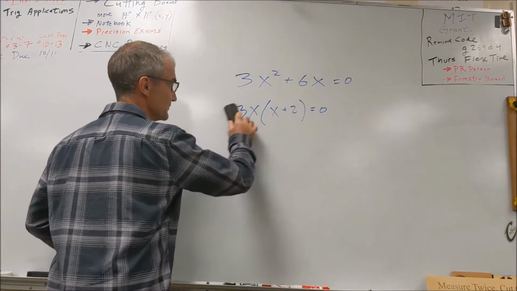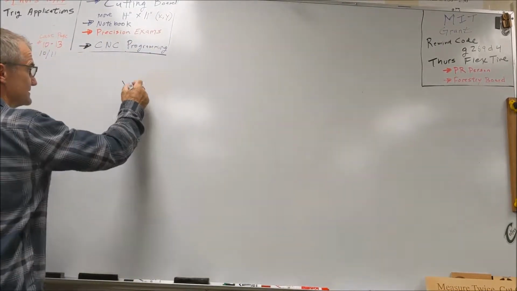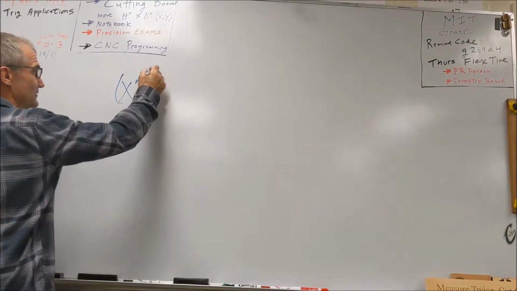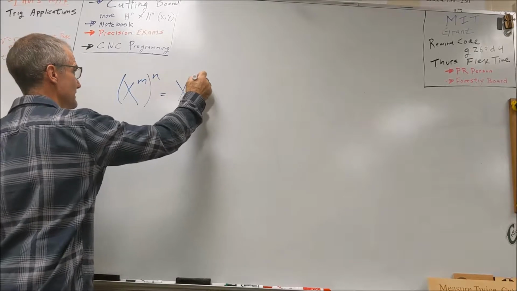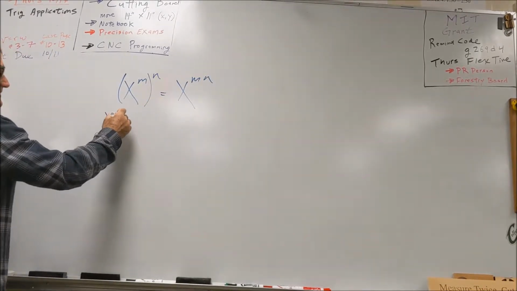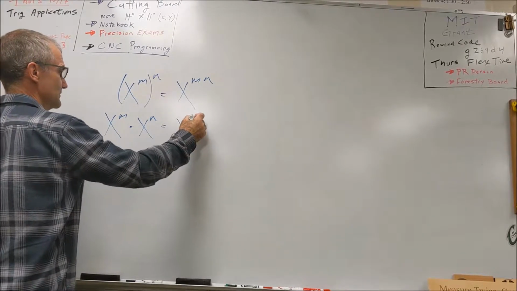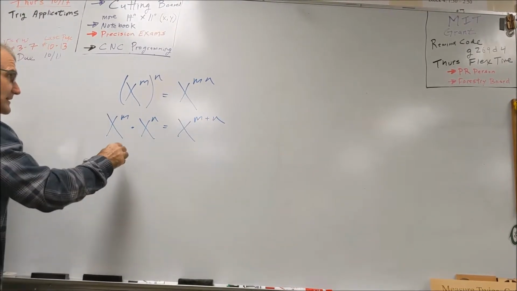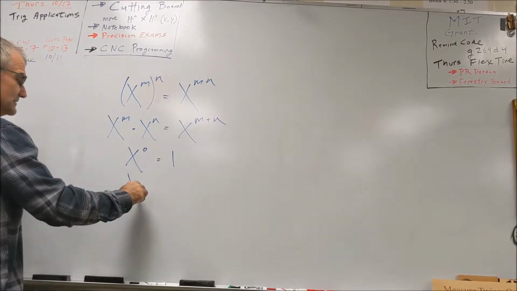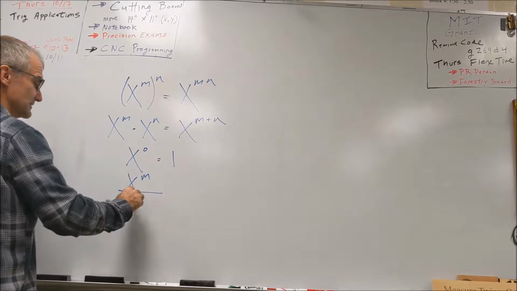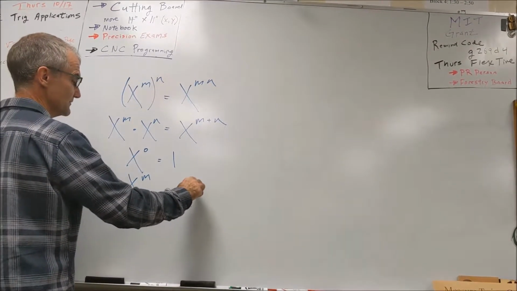Okay, number 5 is exponents. The rules of exponents are x to the m, to the power of n. Here I multiply, get x to the mn. X to the m times x to the n is equal to x to the m plus n. Anything to the 0 power is equal to 1. Division: x to the m divided by x to the n. Here I subtract exponents.